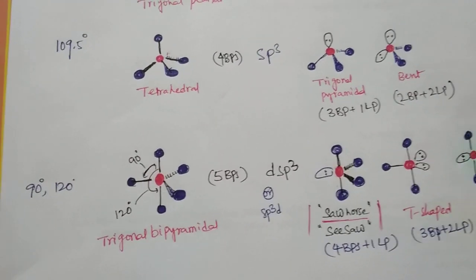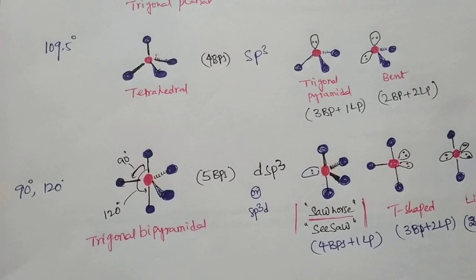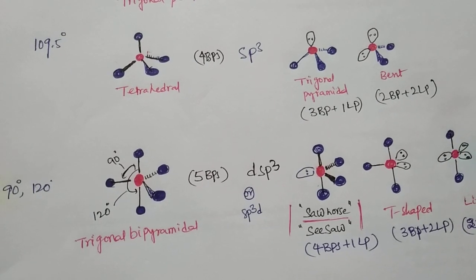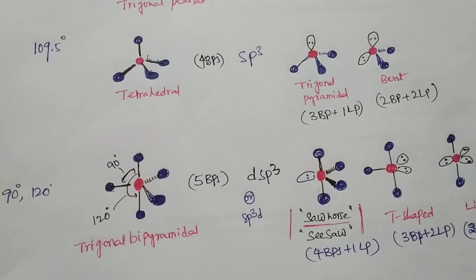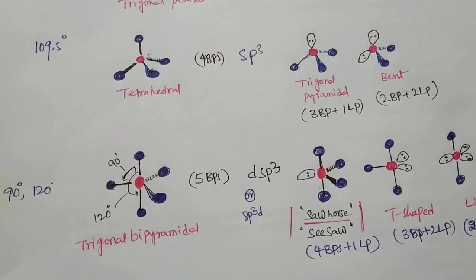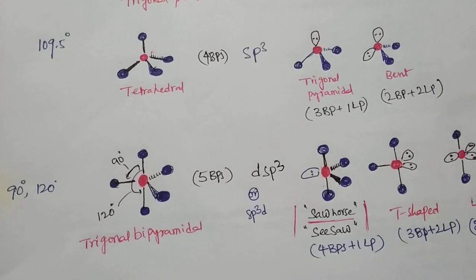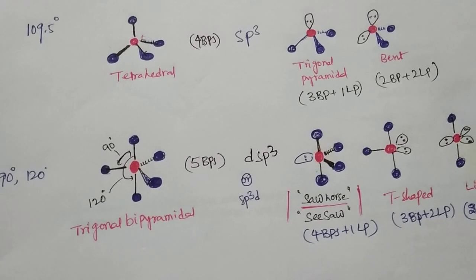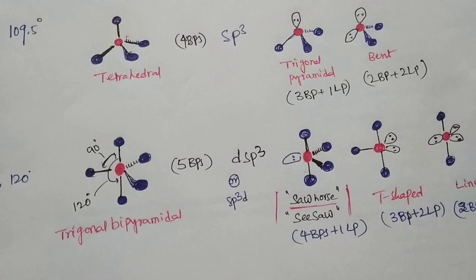Like that, five bond pairs means trigonal bipyramidal, and bond angles 90 degrees and 120 degrees. Some books mention dsp3 hybridization, and some books sp3d. You can follow sp3d also, whichever, no problem. sp3d is also correct. But when one more lone pair comes in, the shape will change.